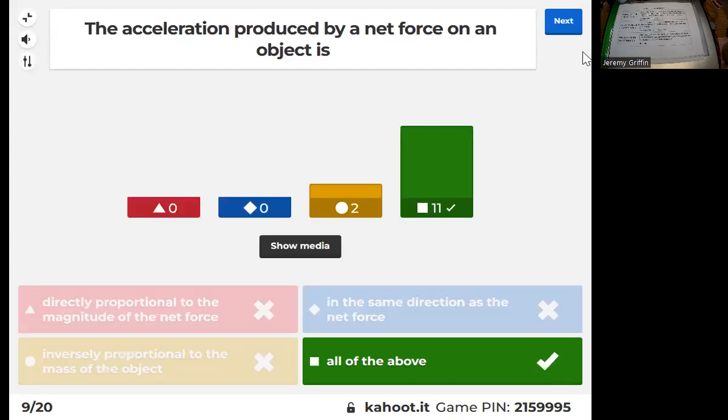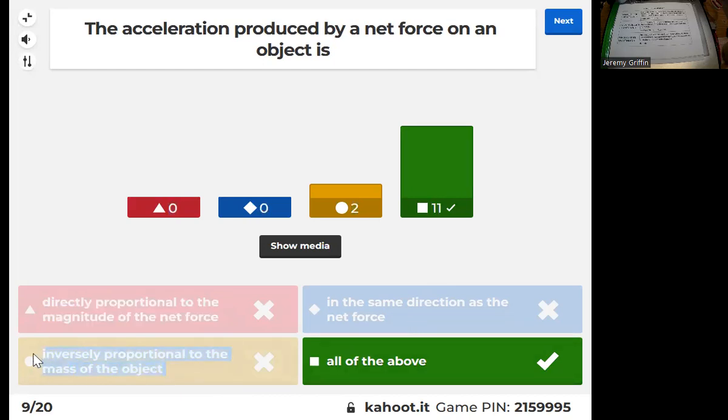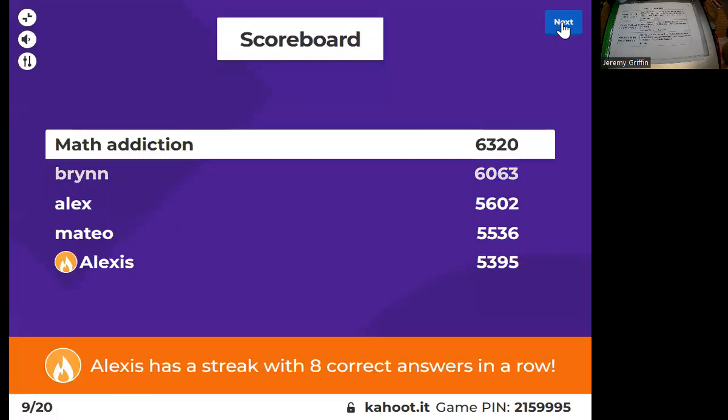Yeah, all those statements are true. That is Newton's second law of motion. Acceleration is directly proportional to the net force. So if you triple the net force, you triple the acceleration. Inversely proportional to the mass. Triple the mass, you get a third of the acceleration. And the acceleration is also in the same direction as the net force. Yeah, those are all true statements.